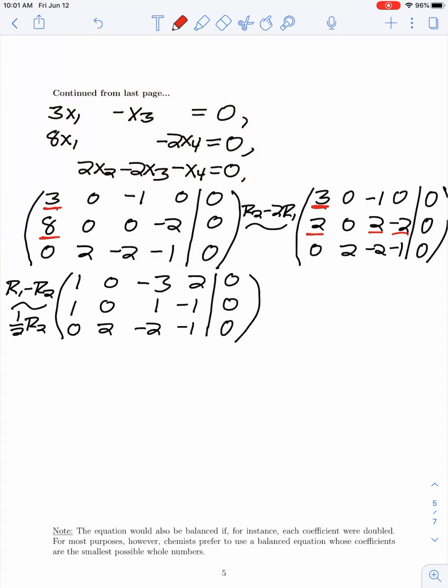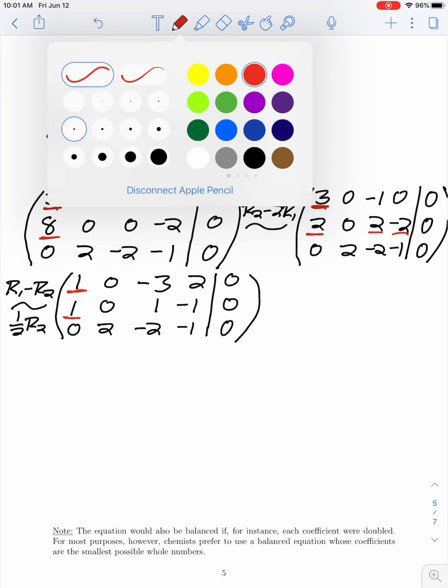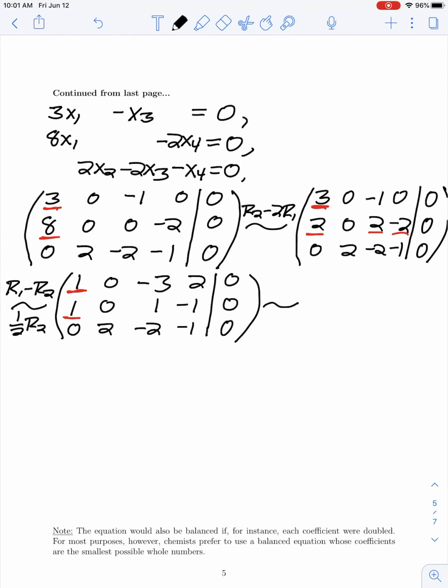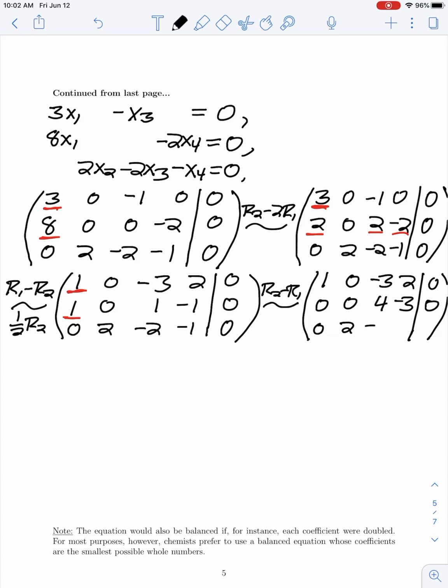So now I have this lead entry of 1 in my first row, and I'm going to use that to eliminate the 1 that appears in the second row below it. To do that, I can take row 2 minus row 1. So my first row will be 1, 0, negative 3, 2, 0. My second row is 0, 0, 4, negative 3, 0. And my third row I'm going to leave alone. I've got 0, 2, negative 2, negative 1, and 0.